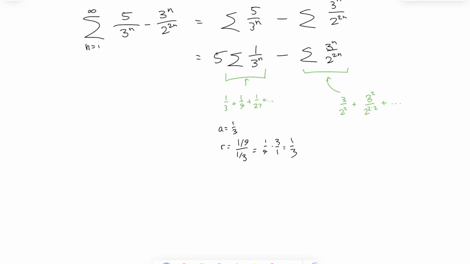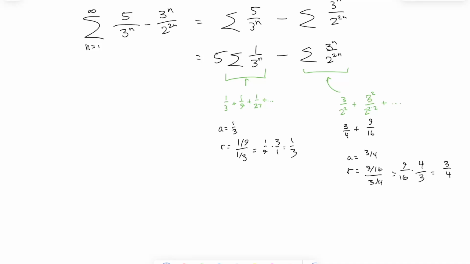And then this other one here. So if I were to write these, this is 3 over 4. This would be 9 over, make sure you multiply these in the right order. That's 2 to the 4, right? And 2 to the 4 is 16. So this one, a is 3/4, and the r is 9 over 16 divided by 3/4, which is 9 over 16 times 4/3. Cancel, cancel. That's 3 over 4. Right? And that is also less than 1, which means they both converge, and we should be able to add them both up.